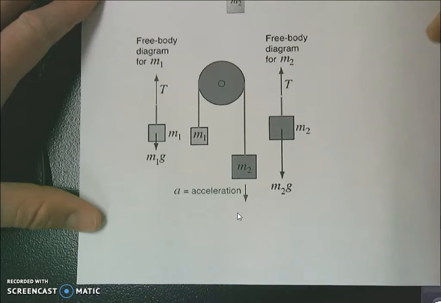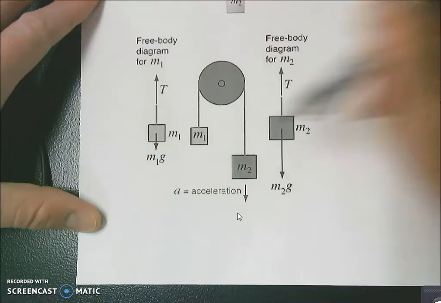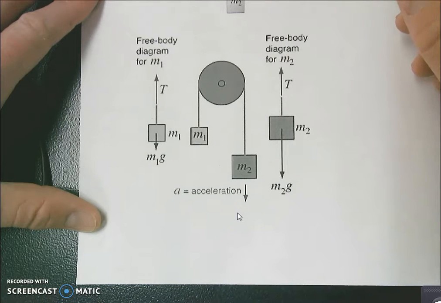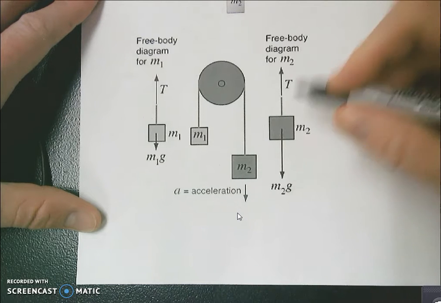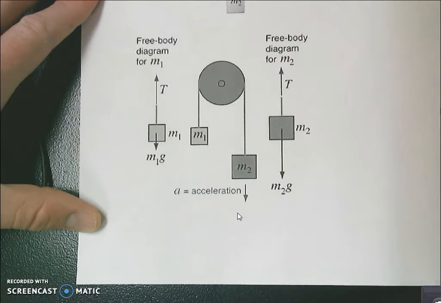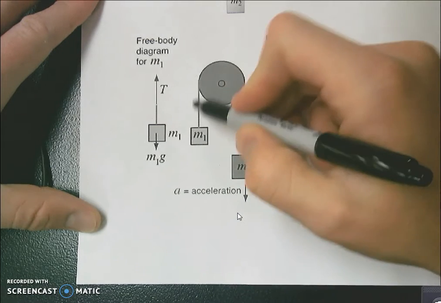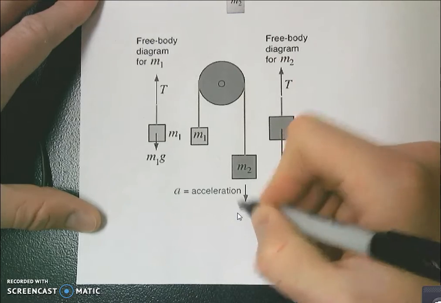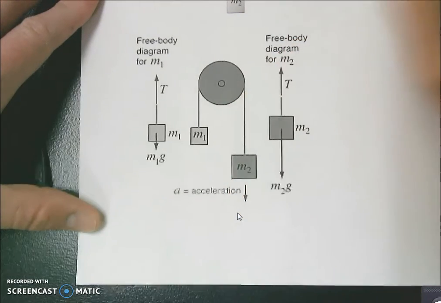But that said, you have your forces of gravity that are going to be different on these two. Obviously the larger mass has the larger force of gravity. The smaller mass has the lesser force of gravity. And so if we look at this, we know that this thing is going to accelerate down, which means this object is going to accelerate upward.